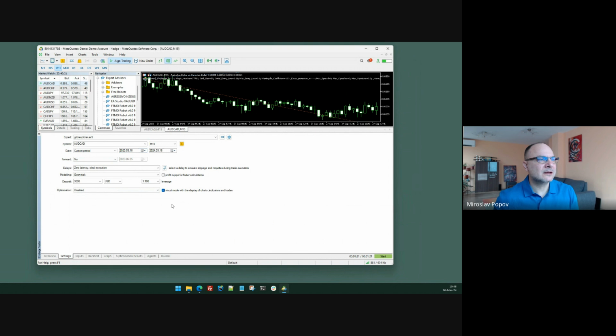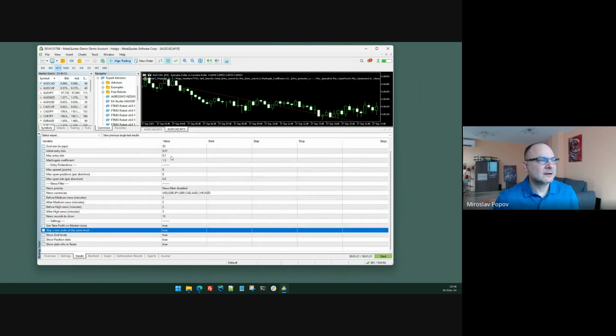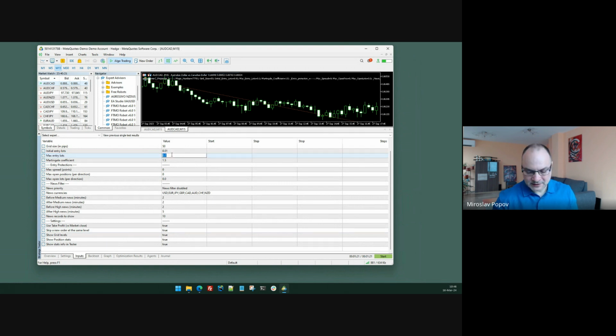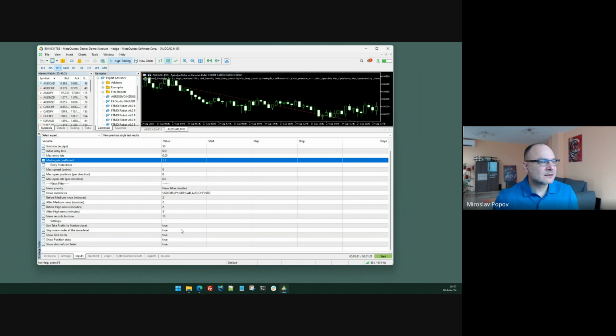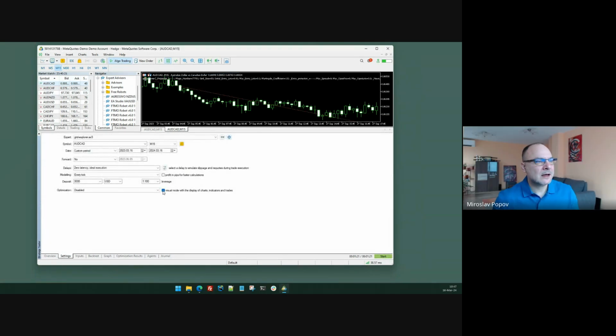I will use Martingale. It doesn't matter. I will reduce the Martingale. I will limit the lot to 0.05, and here I will make the coefficient 1.2. Skip new orders, I'll make it false because this is the original strategy, and I'll remove the visual mode to have a faster backtest.